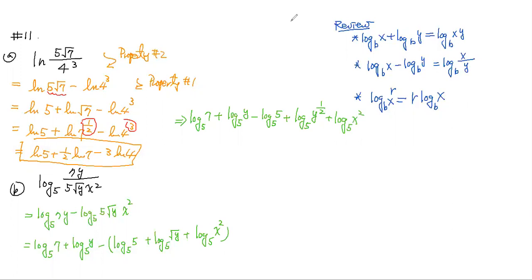Okay, now I see I have these exponents again, so I need to use the property number 2. Here, I made a mistake. It should be minus, right? Minus because the negative carries over. Okay, so now the final answer will be log 5 to the 7 plus log 5 to the y.